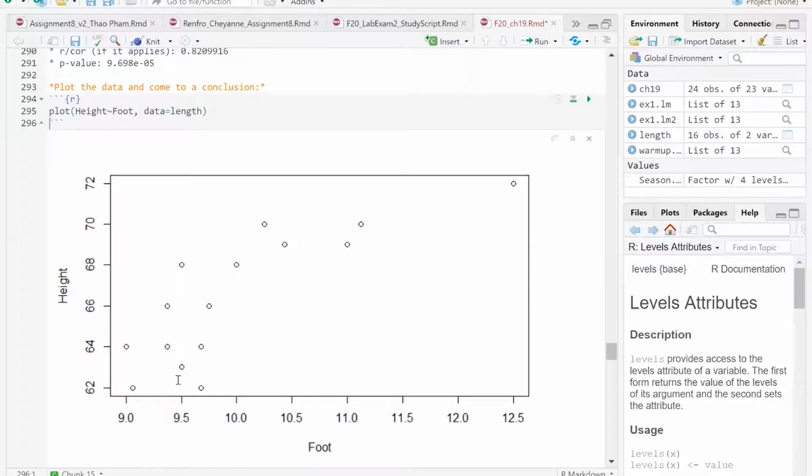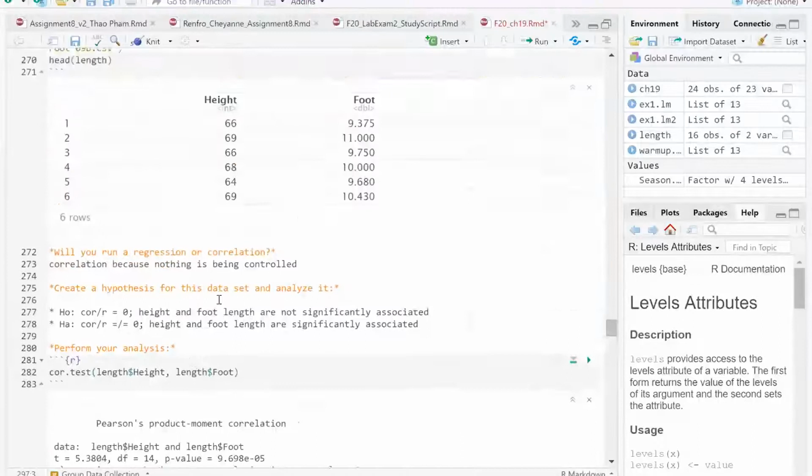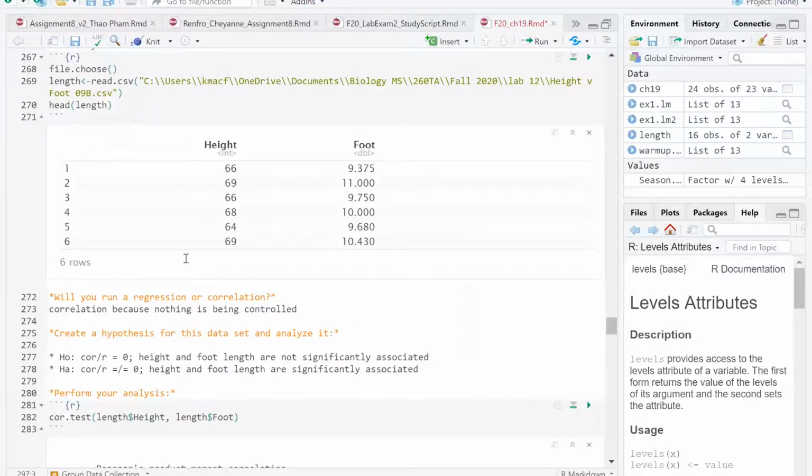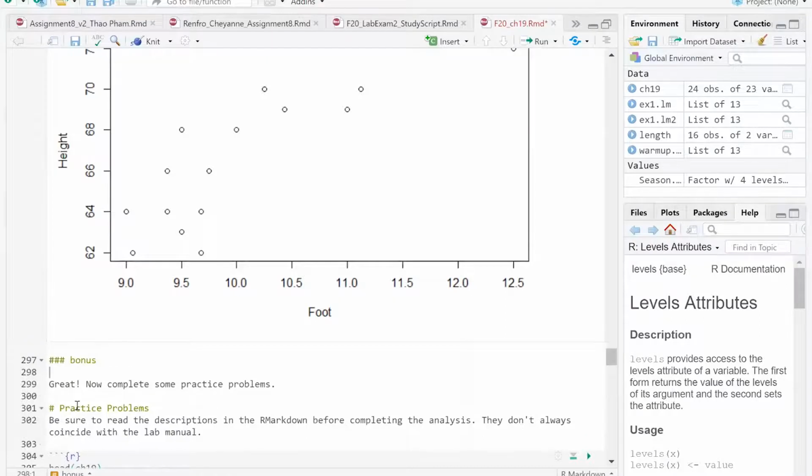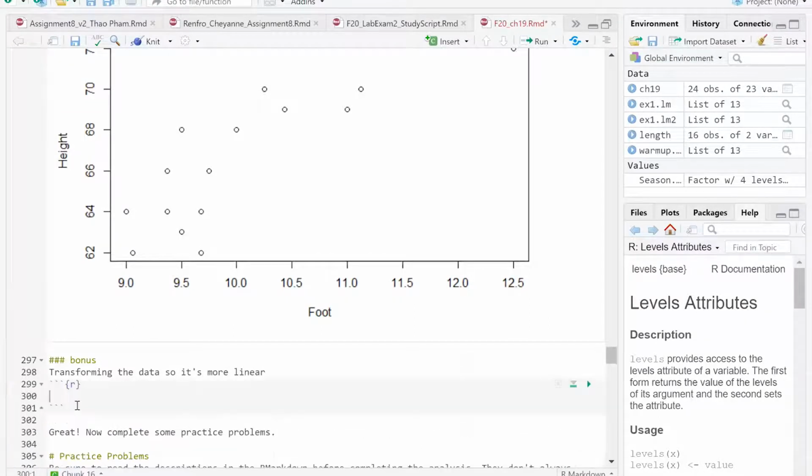Another option to see if it fits a little bit better would be to transform our data first, which, like I mentioned before, I'm not going to have you do, but just for fun, I'm going to go ahead and transform it as an extra step. So, just some bonus. Transforming the data so it's more linear. These are both continuous, so we're actually going to transform both axes.